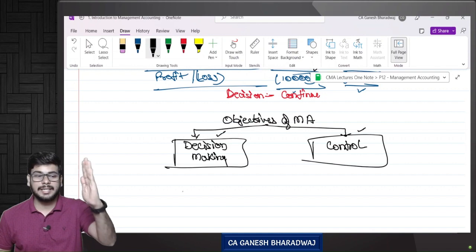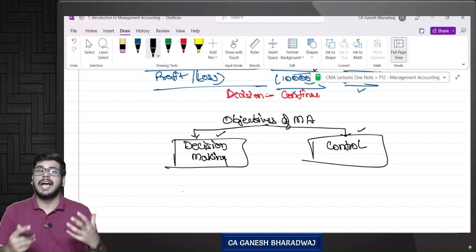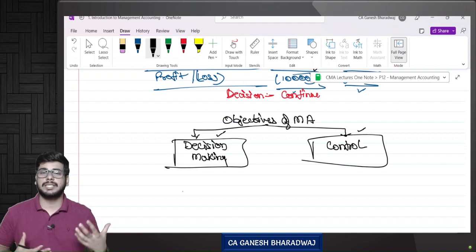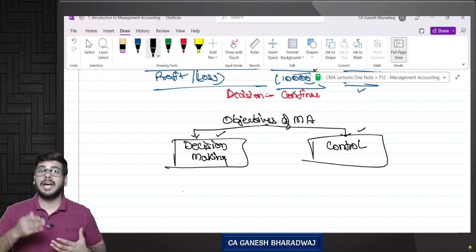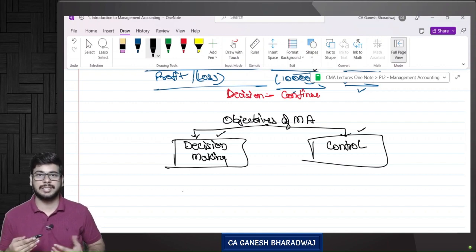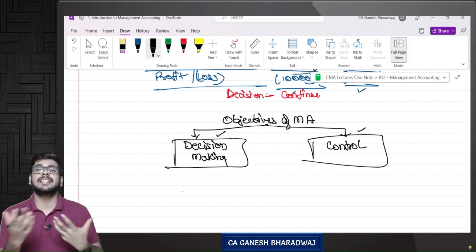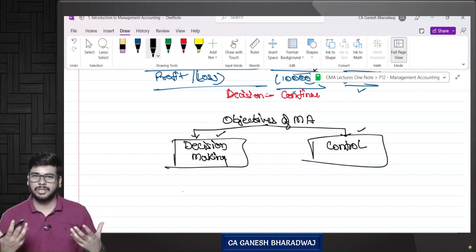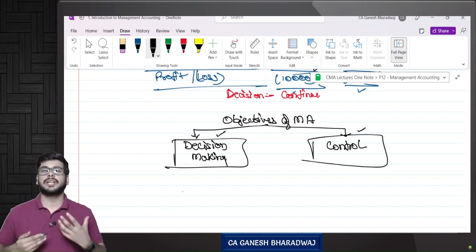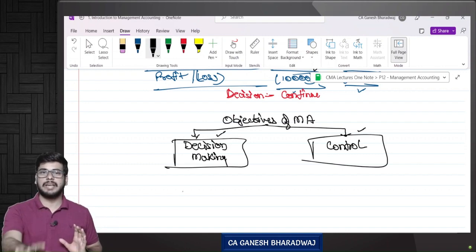They will set some standards, compare the actuals with the standards, and come up with the differences called variances. That's why we have another chapter called standard costing and variance analysis. They will set the standard, compare that with the actuals, and any difference between the two is called a variance. The variance will get analyzed, and if it is a favorable variance, they will reward the employees. If it is an adverse variance, they will punish the employees.